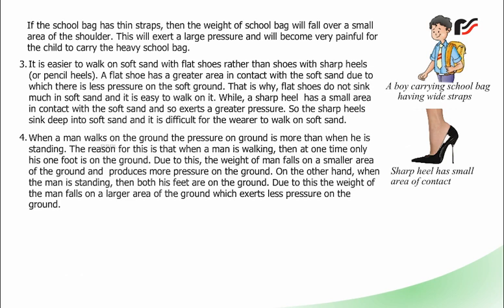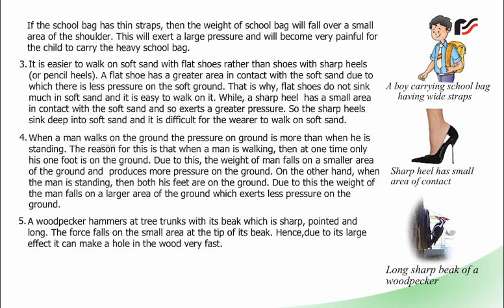5. A woodpecker hammers at tree trunks with its beak, which is sharp, pointed and long. The force falls on the small area at the tip of its beak. Hence, due to its large effect, it can make a hole in the wood very fast. 6.